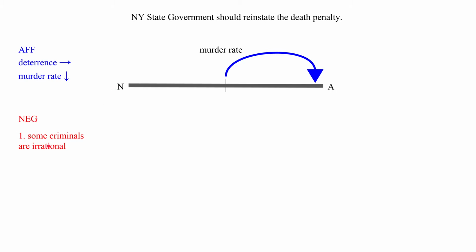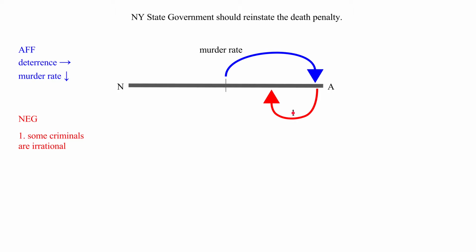Well, this argument doesn't say that every single criminal is irrational, it means that there are still going to be some criminals who are going to be deterred by the death penalty. However, not as much as the affirmative claims. And to represent this, we are going to start right here where the affirmative left off at the end of its speech, and we're going to move left, but perhaps not all the way left. And so we're going to end up with an arrow that looks something like this.